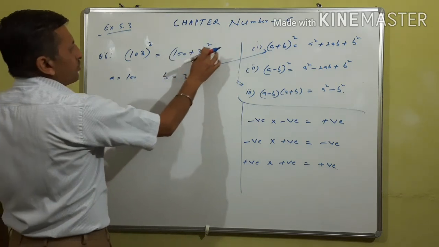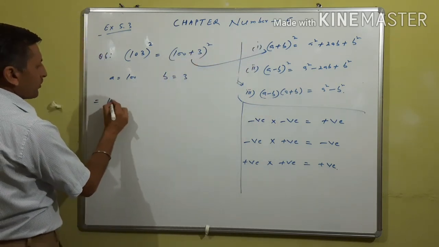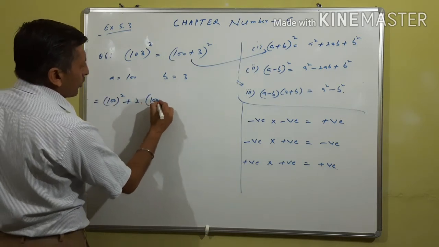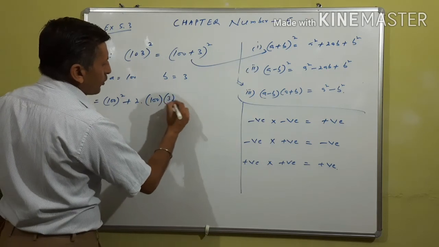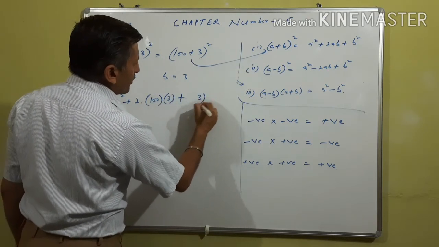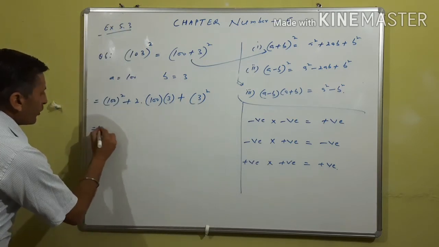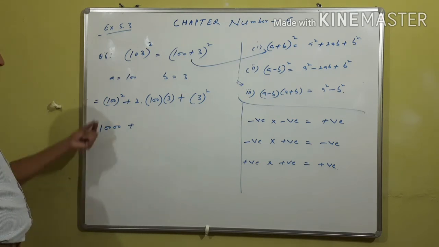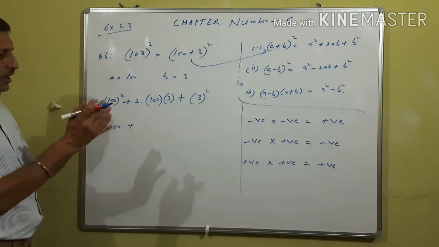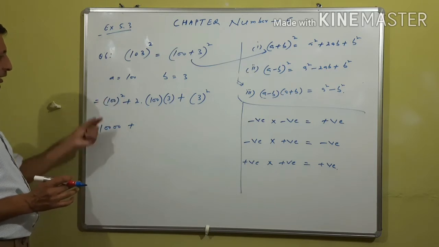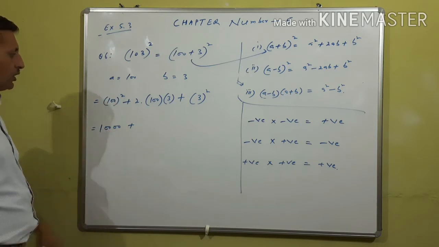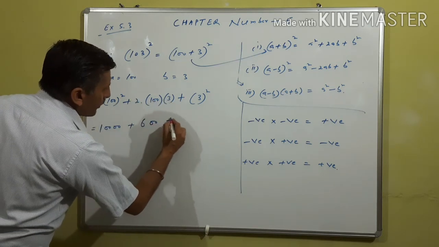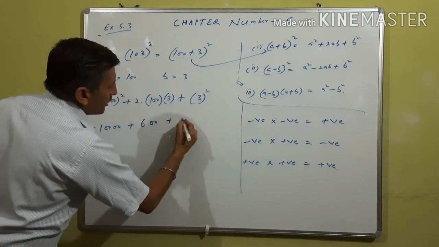So this is (a plus b) whole squared. That means a squared, 100 squared, plus 2ab, where a is 100 and b is 3, plus b squared, that means 3 squared. So 1 as it is, and these 4 zeros are here, because 100 squared means 100 into 100. So 1 squared is 1, and 2 zeros squared gives 4 zeros. Then 3 twos are 6, and 2 zeros are here. Then 3 squared is 3 into 3, that is 9.